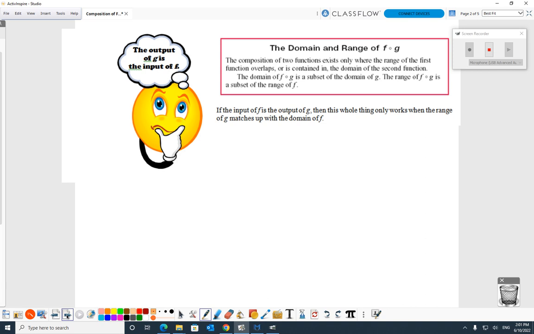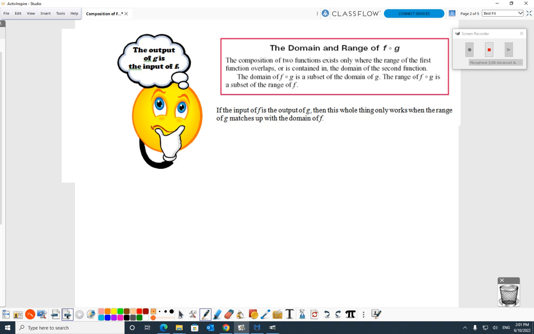So the domain of f at g is a subset of the domain of g. That is, you might get all of your domain in there, but you might not. And the range of f at g is a subset of the range of f. You might get the full range of f, but you might not as well. Okay? We're not going to get too carried away with that. That's just mentioning this. We'll follow up on that in calculus once we get a little farther with this.